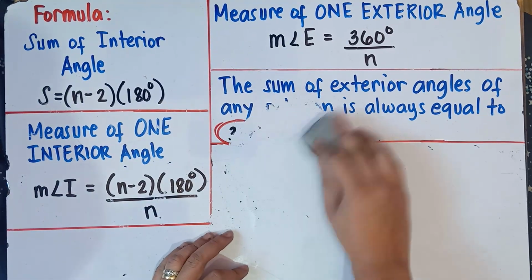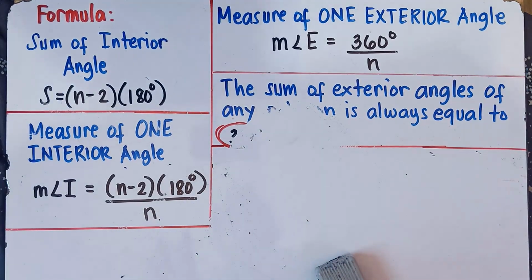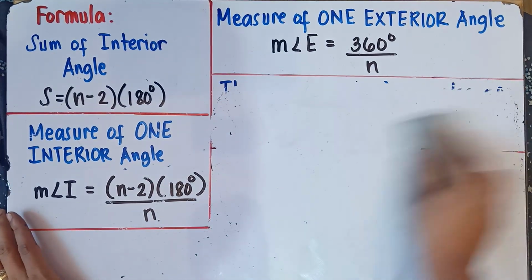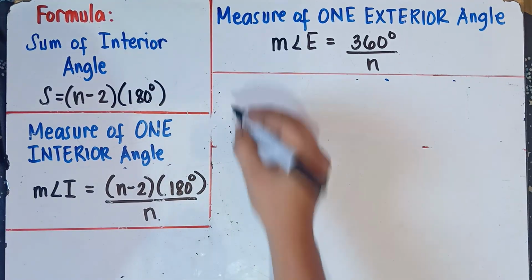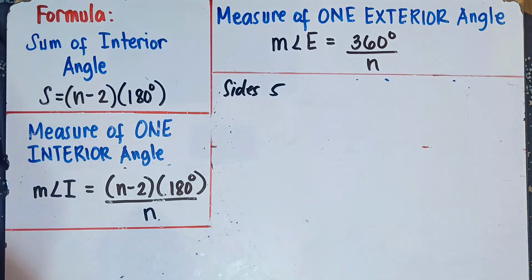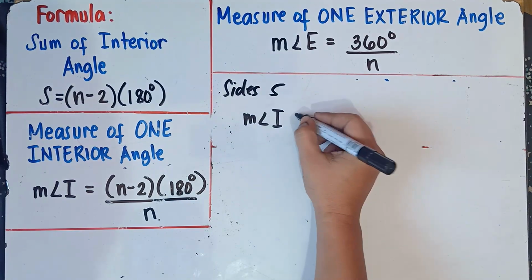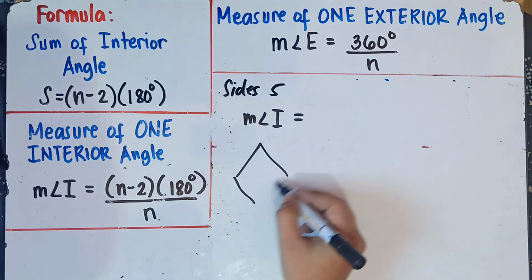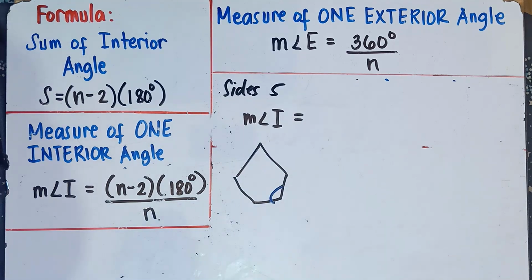Once again, class, the sum of exterior angles of any kind of polygon is always 360 degrees. So, sum of exterior angles. Our given sides, we have 5 sides. Find the measure of one interior angle. If this is the pentagon, we're told to find this one, measure of one interior angle.